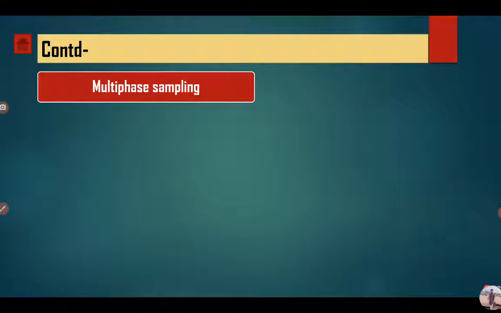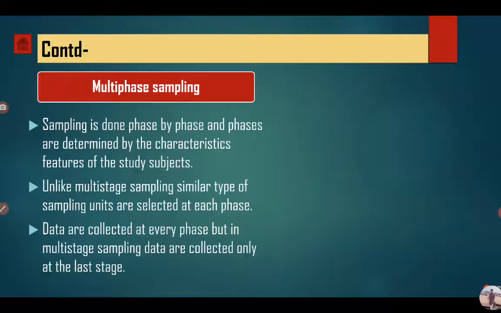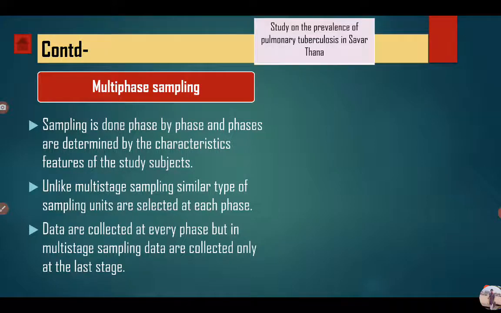Multiphase sampling technique. Multiphase sampling is usually done phase by phase, and these phases are determined by the characteristic features of the study subjects. Unlike multi-stage sampling, similar types of sampling techniques are selected at each phase. Here, let us consider a study on the prevalence of pulmonary tuberculosis in Savar Thana.